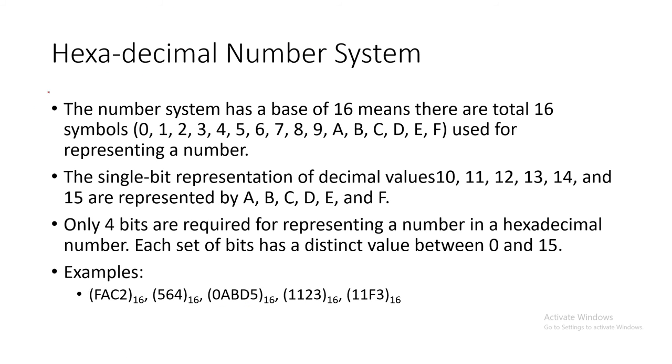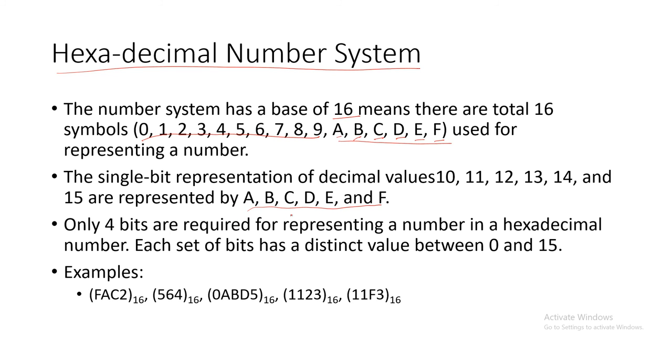Okay, now let's talk about our final number system, which is the hexadecimal number system. Its base is 16, so it will be using 16 different symbols. We have 10 symbols up to 9, and for representing the other numbers, that is 10, 11, 12, 13, 14, and 15, we have these alphabets. A will be 10, B will be 11, and so on up to 15. So we will be using some alphabets in the hexadecimal number system. The single-digit representations of decimal values 10 to 15 are represented by these alphabets.